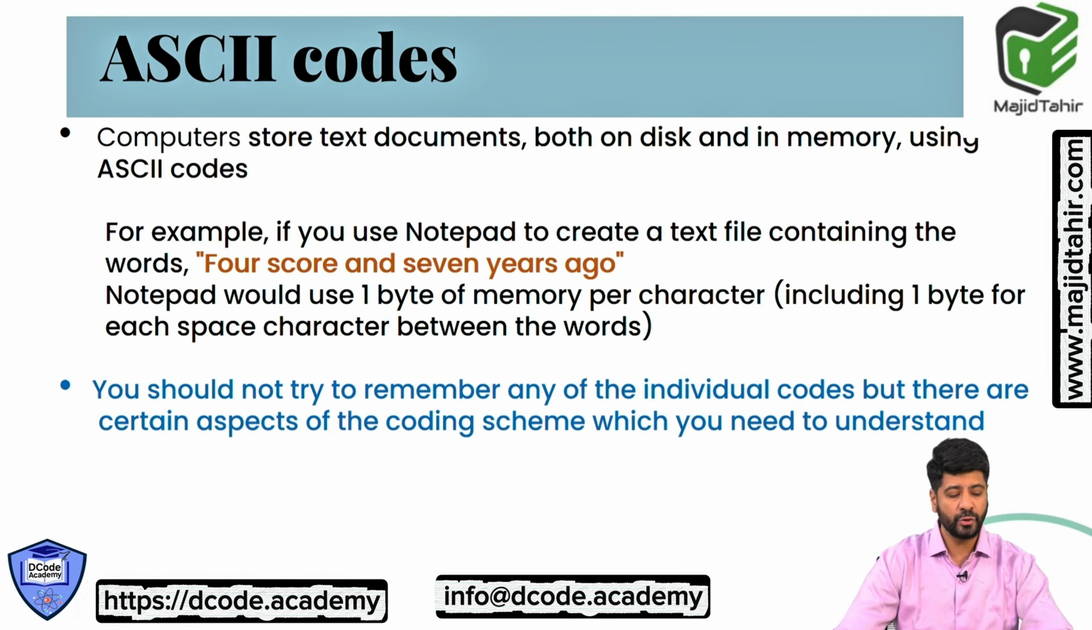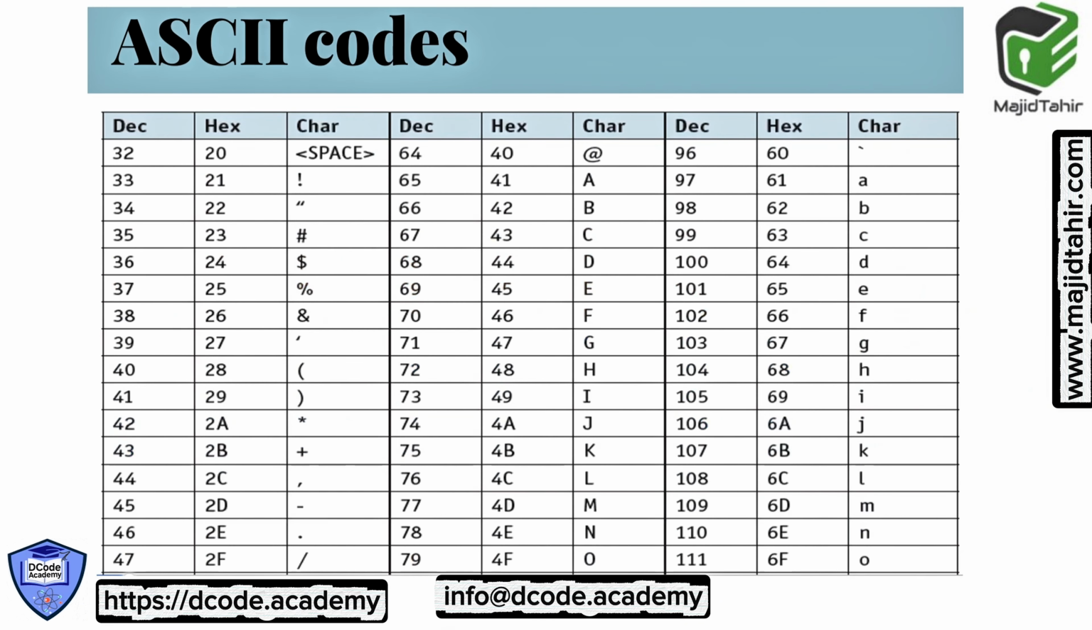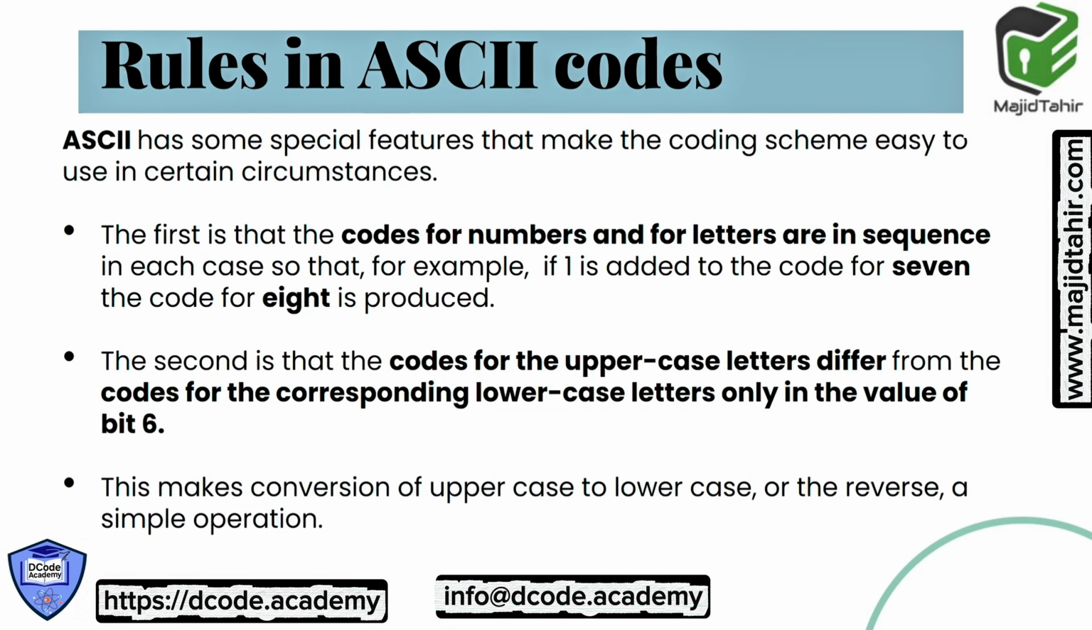You should not try to remember the codes for ASCII. There are certain aspects of the coding scheme that need to be remembered. Now let's see, these are the ASCII codes given. Every ASCII code has an equivalent decimal number, a hexadecimal number, and a binary number. We don't need to learn all the codes, but the things that need to be understood are these.